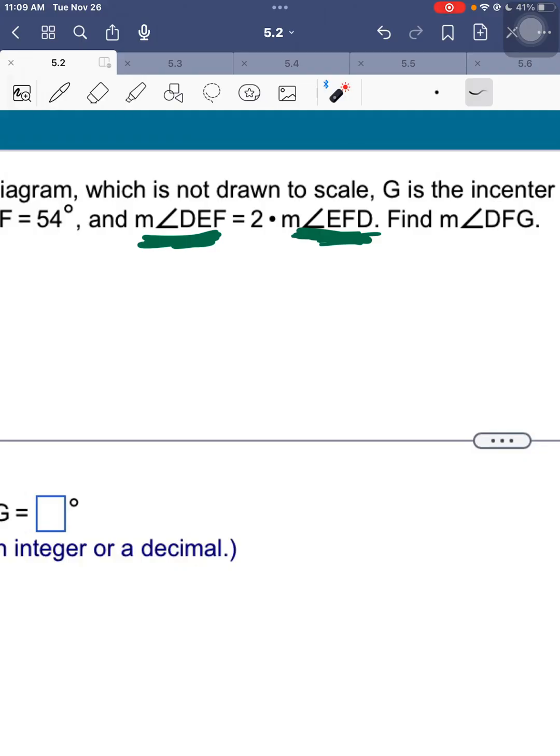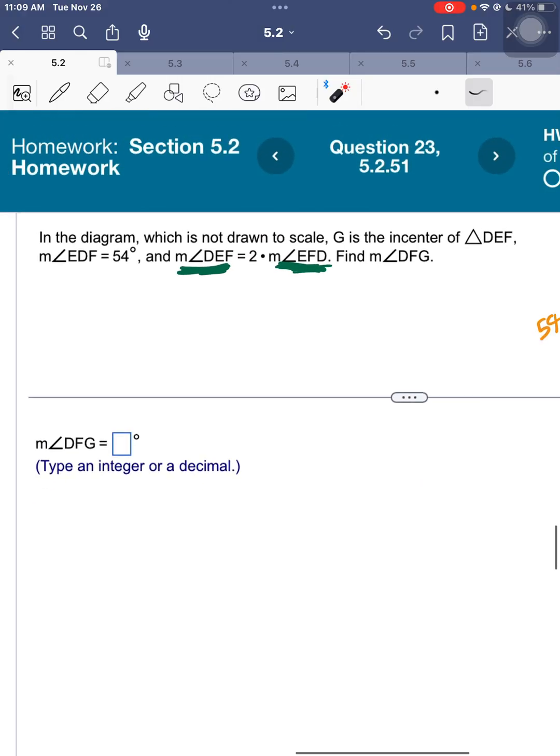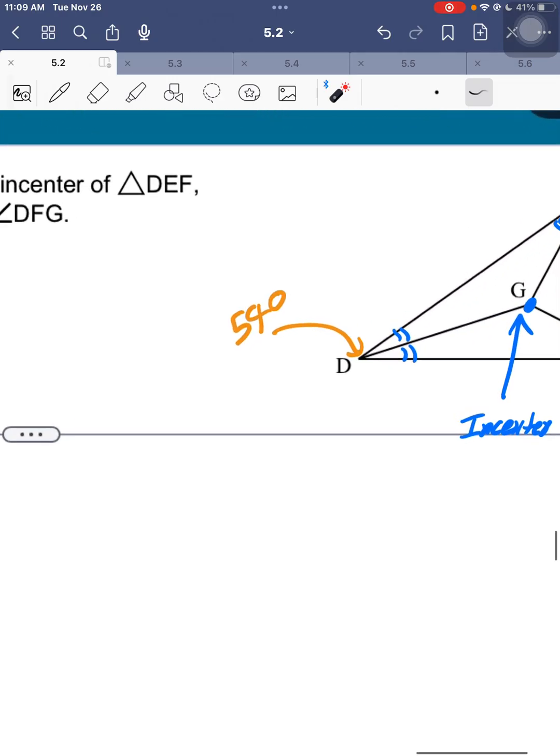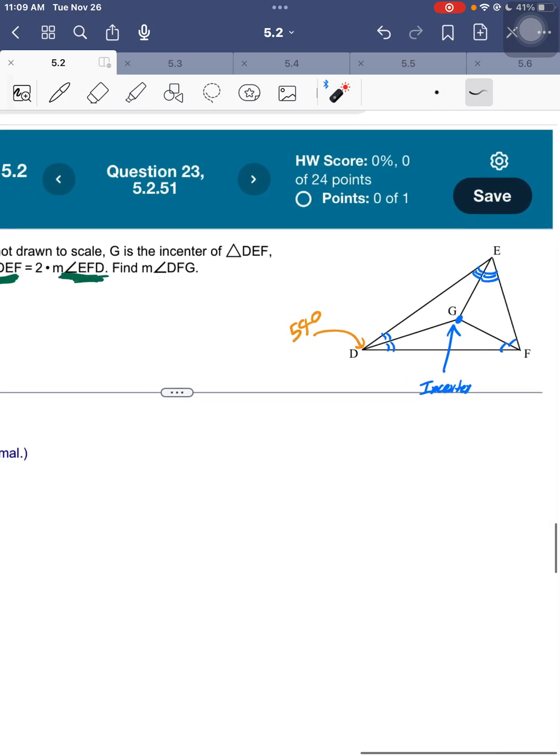Why? Because now from here to here, we're going to be multiplying something. That's a lot easier than going from here to here, where we're going to have to, what's the opposite of division? Multiplication. So let's first find this measurement right here, EFD. EFD, okay. So let's say that I want to give my measure of EFD.